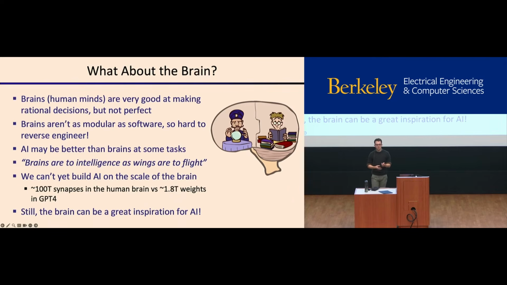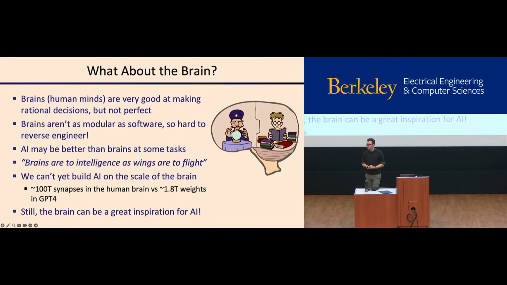Also, we can't build an AI that's on the scale of a brain yet. There are about 100 trillion synapses in the human brain, and the biggest language models like ChatGPT are estimated to be around 2 trillion. So we're maybe 50 times off from where we need to be. Even if we already knew what the architecture was to put all those synapses together to make a proper brain, we would still be 50 times short of the amount that we would need. But it can, of course, still be a really good inspiration.